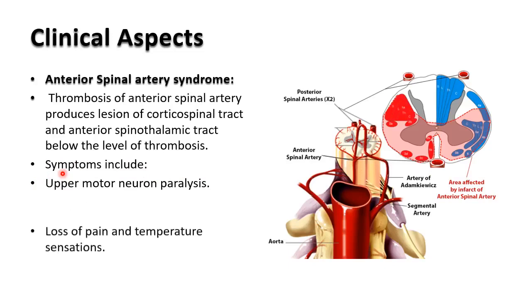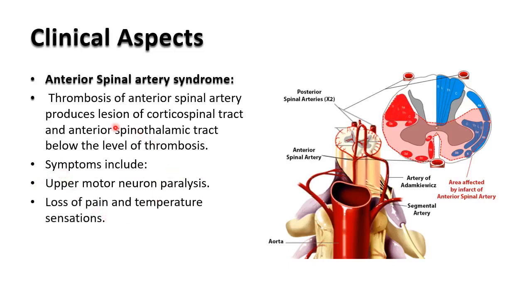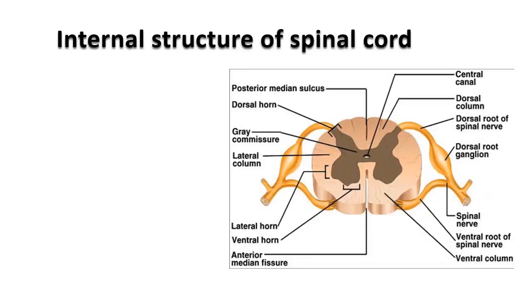Then there is loss of pain and temperature sensations because the spinothalamic tract is affected. Touch and proprioception are not affected because the posterior part of the spinal cord is intact. This is mainly the fasciculus gracilis and cuneatus for touch sensations, and proprioception is again the posterior spinocerebellar tract. So these posterior parts are not affected. Even pain and temperature, because it is crossing to the opposite side, go in the crossed lateral spinothalamic tract. So this is mainly due to the anterior spinal artery syndrome.